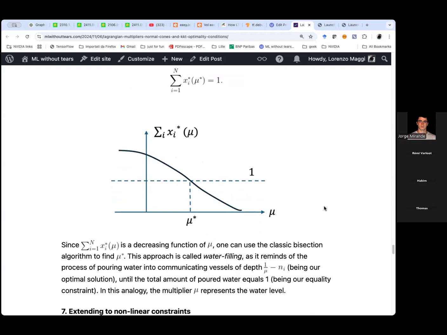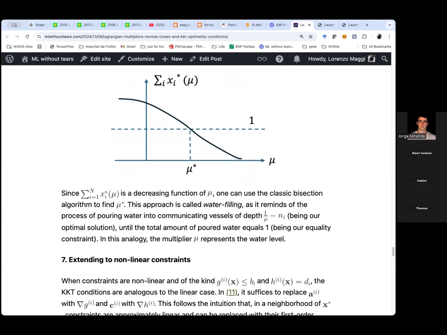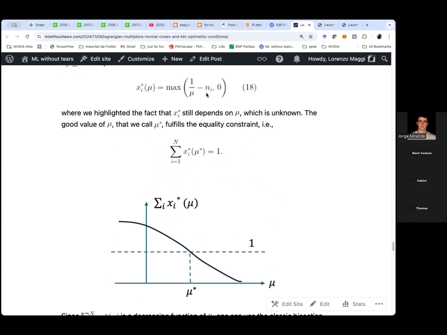So basically, we have a procedure to compute the optimal x starting from the KKT conditions. And by the way, this is called water filling, and it has a very nice visual interpretation that I didn't find the time to put in figures. Probably should. Water filling means that it's as if you had some vessels that are communicating, and you're pouring water in these vessels. And each vessel has a depth of this. And this is basically this.